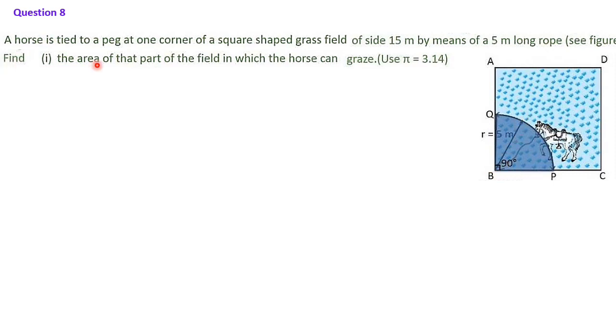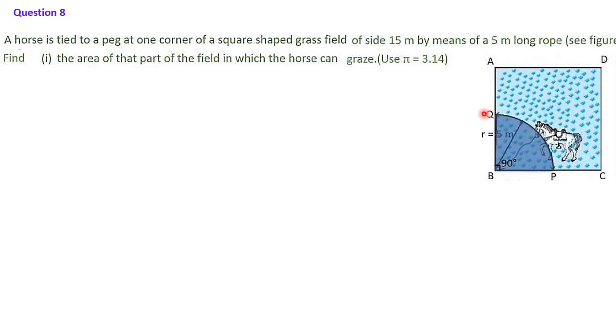So we have to find out the area of that part of the field in which the horse can graze. So how much area can the horse graze? The horse is tied at this end, and the length of the rope is 5 meter, and how much area within this square field can this horse graze, that is the question.